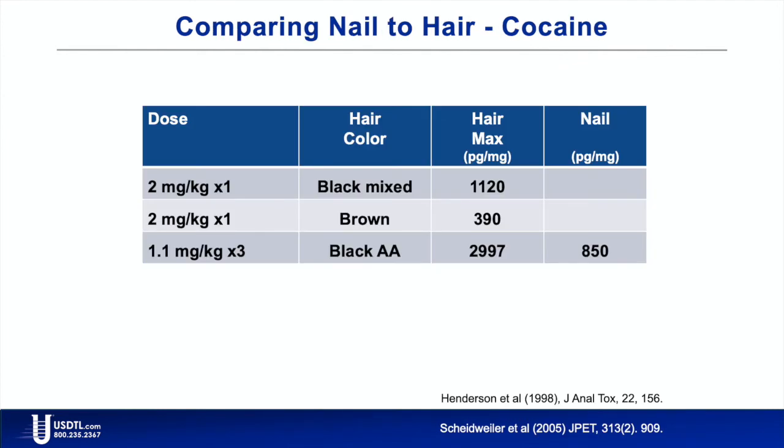Here are some other studies by Henderson and another paper in JPET back in 2005, where we had different studies using similar doses of cocaine, and we had black mixed race with 1,100 picograms in hair, brown hair at 390, and then another study. This was less of a dose, but over 3 days for African Americans, 2,997, and their nail results were 850. And so that gives you an idea of where you can expect the nail results to fall relative to the hair and the hair color.